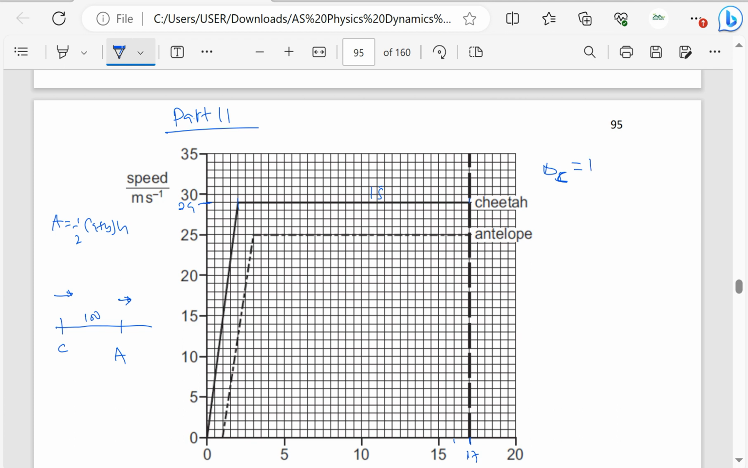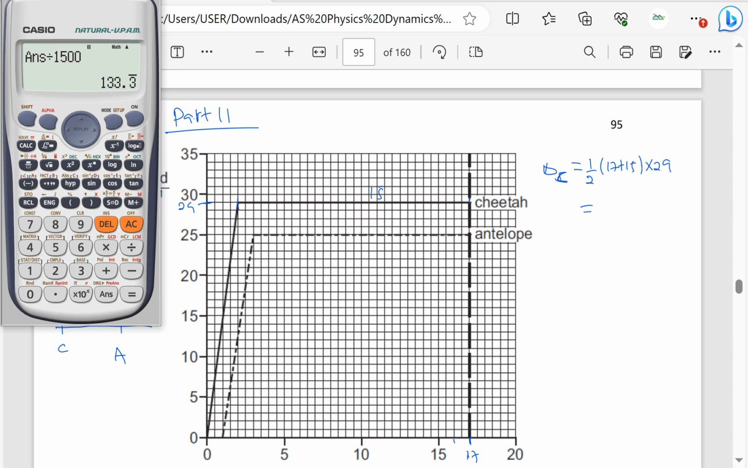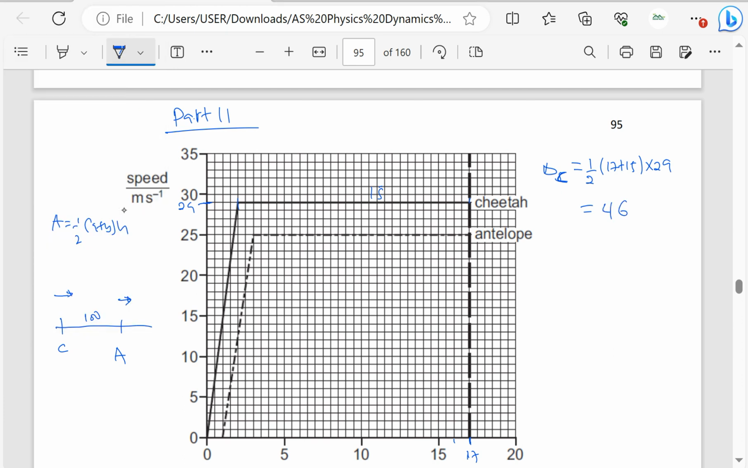So the distance moved by the cheetah in 17 seconds is a half times 17 plus 15, times the height, which is 29. That is the area of a trapezium. With my calculator, 0.5 times 17 plus 15, times 29, gives 464 meters. So the distance moved by the cheetah is 464 meters.